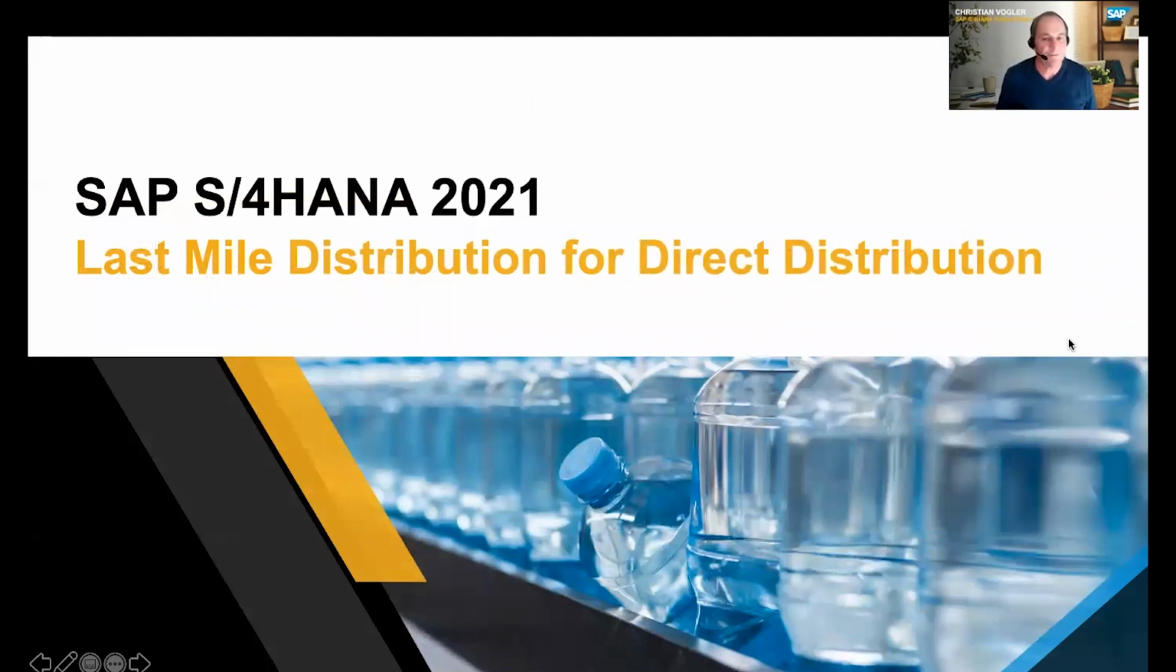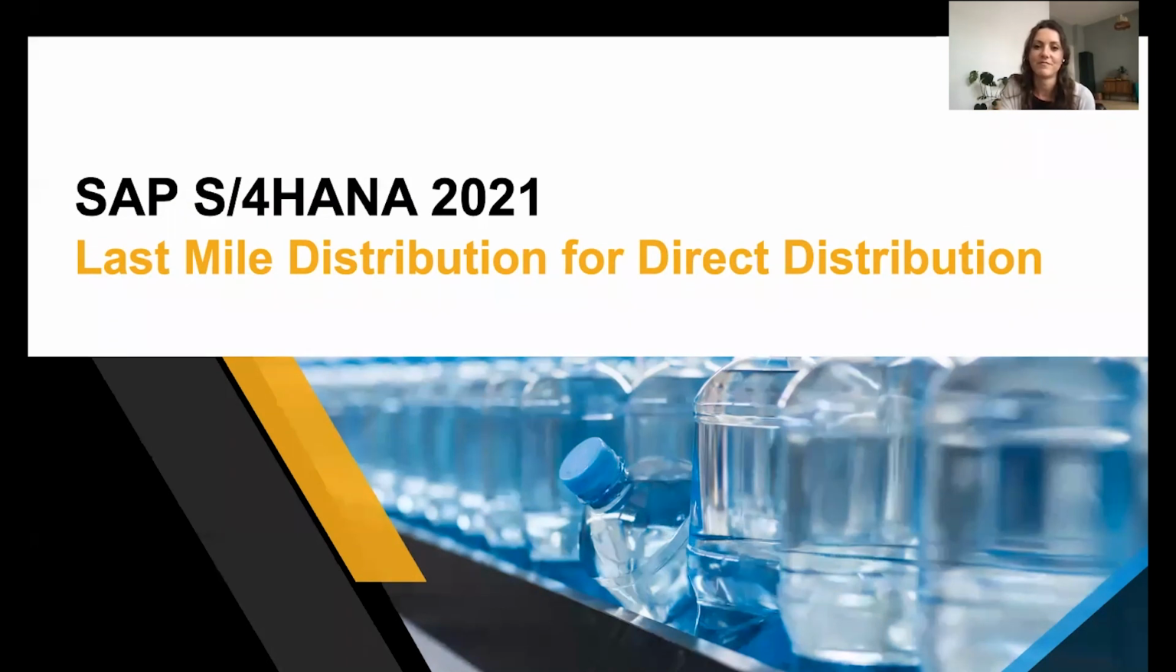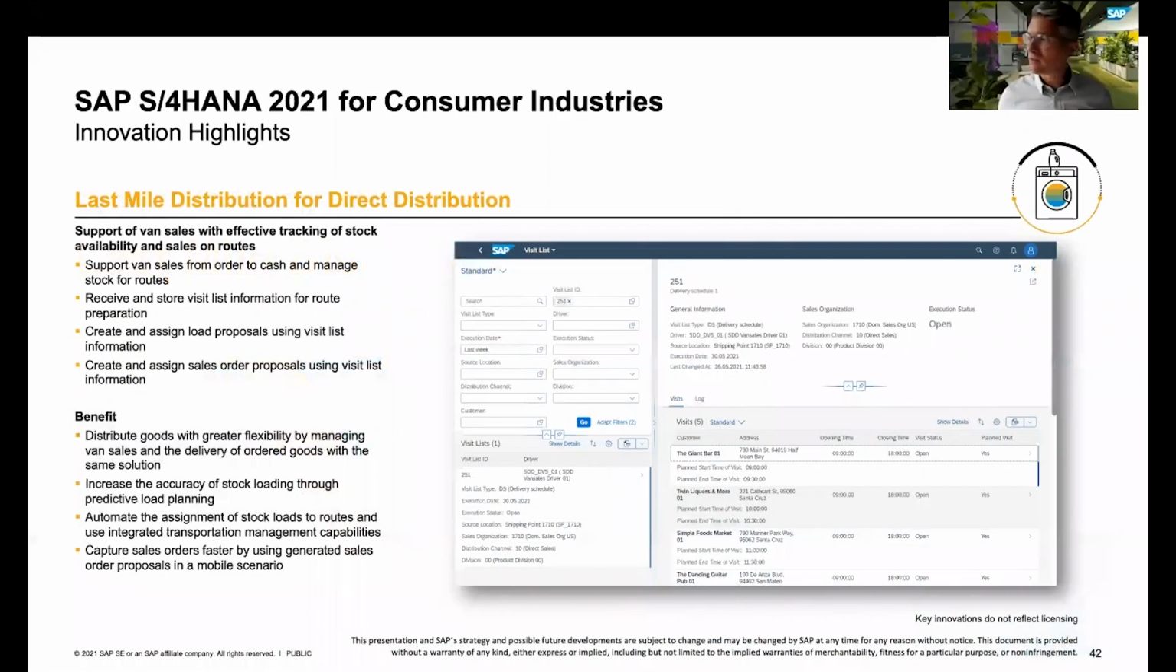Handing back to Lena for the next chapter, which is about last mile distribution for direct distribution. And I would say the pandemic was a hard time, or it still is kind of, but it boosted innovation in industries, especially in consumer products. And I'm asking Yannick here now, can you share an update on what is new? Yeah, you're right, Lena. The pandemic was in the end not only negative when it comes to innovation in the IT industry, in our industry.